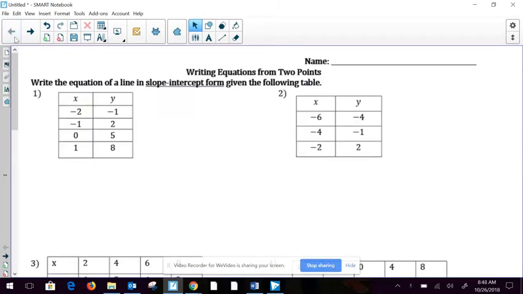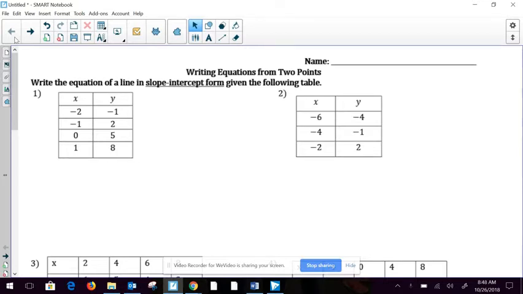Hi, everybody. Welcome back. Today, we're going to continue with the notes that we started yesterday on writing equations from 2 points. I'm going to first start by reviewing the point-slope form that we did, and then I'm going to show you an alternative method that some of you may find a little bit easier.